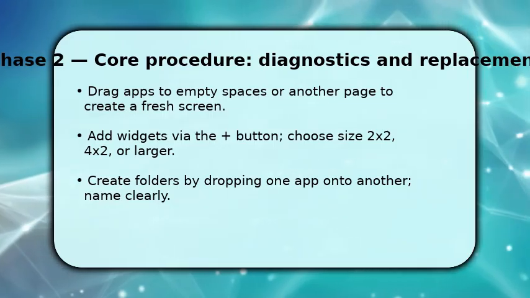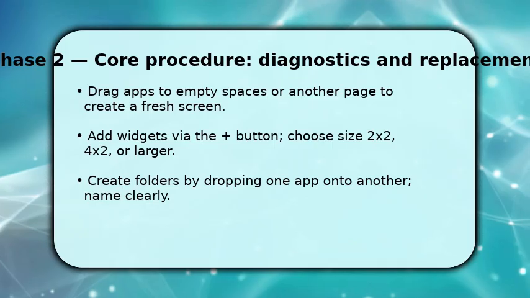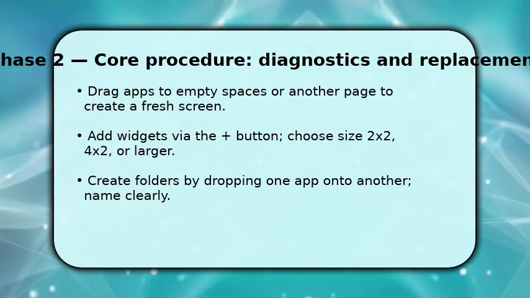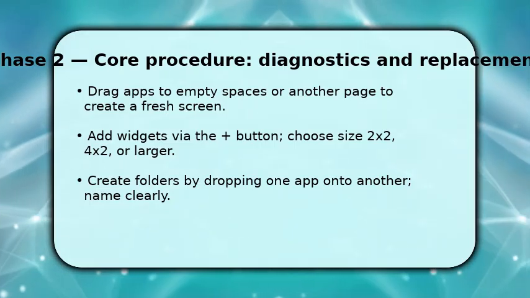To tidy, drop one app onto another to form a folder. Name it for quick scanning. Make sure commonly used apps are on the front or dock. You'll save taps and cognitive load later.